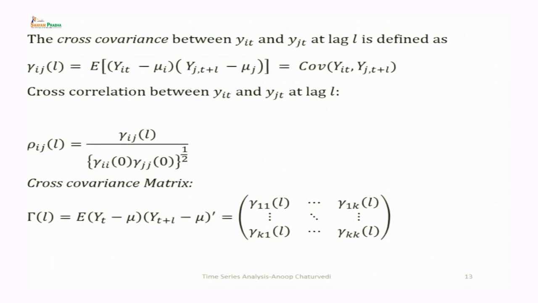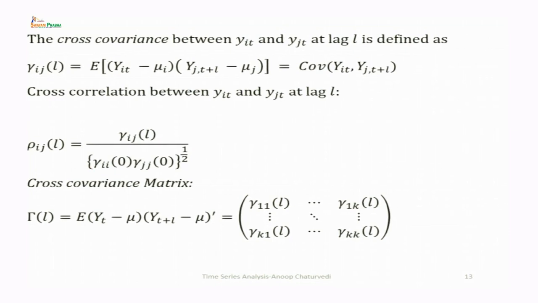Then the cross covariance between y_it and y_jt at lag l is defined as gamma_ij(l) equal to the expectation of (y_it minus mu_i)(y_j,t+l minus mu_j), which is equal to the covariance between y_it and y_j,t+l. Then you may also define cross correlation between y_it and y_jt at lag l, just defined as rho_ij(l) equal to gamma_ij(l) divided by (gamma_ii(0), which gives you the variance of y_it, times gamma_jj(0), which is the variance of y_jt) to the power half.